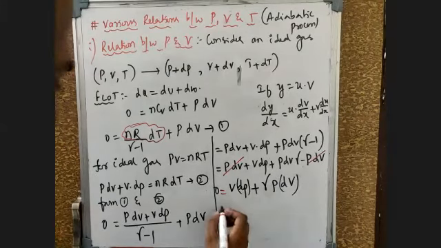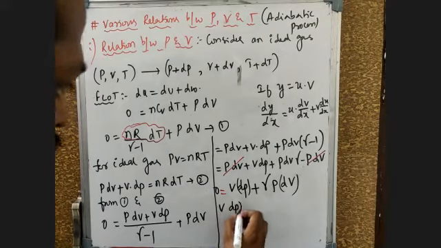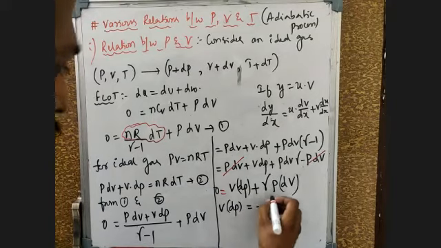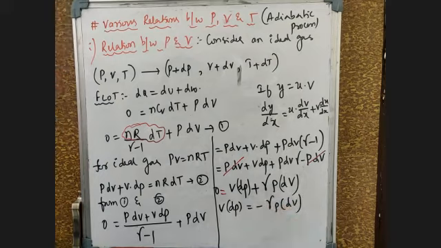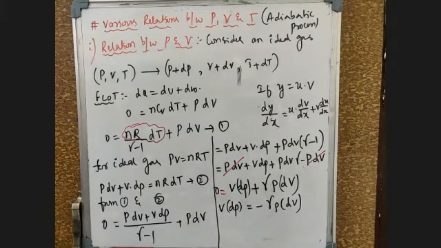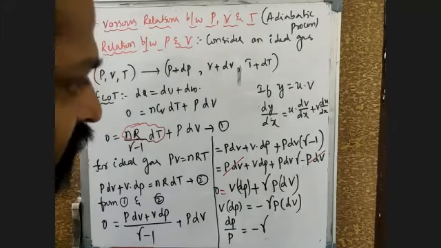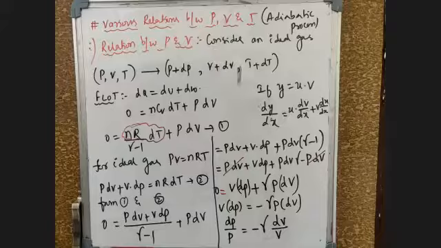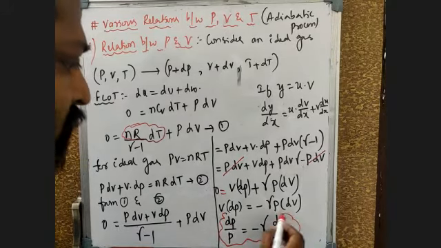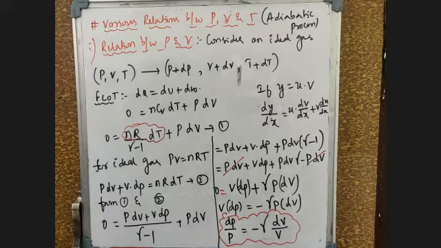Now, if I take one term outside, V into dP is equal to minus of gamma into P into dV. Can I take all the P terms on one side and V terms on the other? So dP by P is equal to minus gamma as it is, dV by V. So this is a very important relation: dP by P is equal to minus gamma into dV by V.